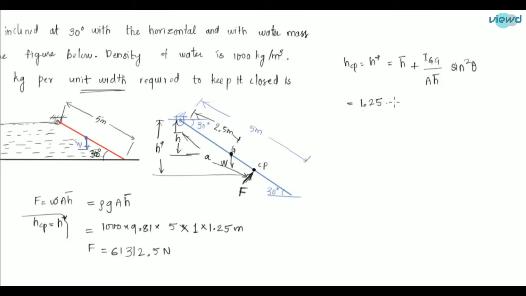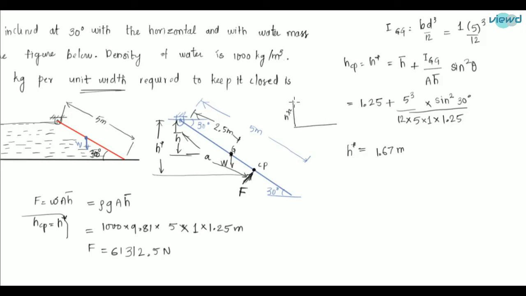So we have got h bar as 1.25 meter plus IGG. IGG is equal to b d cube divided by 12. Here b is the width inside the screen, so consider it as unit width, 1, into depth, which is the depth of this plate, so 5 cube divided by 12. So IGG is 5 cube divided by 12, into area. Area is the surface area of that plate, 5 into 1, into h bar. H bar is 1.25. And next into sine square 30, since theta is the angle made with the horizontal, which is 30 degrees. Now, if we solve this, we get h star equal to 1.67 meter.